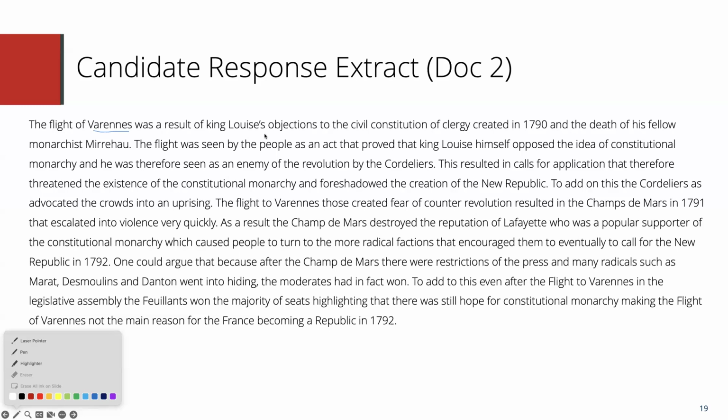Right, so the flight of France was a result of King Louis's objection to the civil constitution of clergy created in 1790 and the death of his fellow monarchist Mirabeau. Okay, so immediately the classic introduction to a paragraph, a clear point, referring back to the question, and it's then demonstrating that the student is going to elaborate on the flight of France and then support or challenge. So the flight was seen by the people as an act that proved that King Louis himself opposed the idea of constitutional monarchy, and he was therefore seen as an enemy of the revolution by the Cordeliers. Okay, so again, that would be the classic AO1.